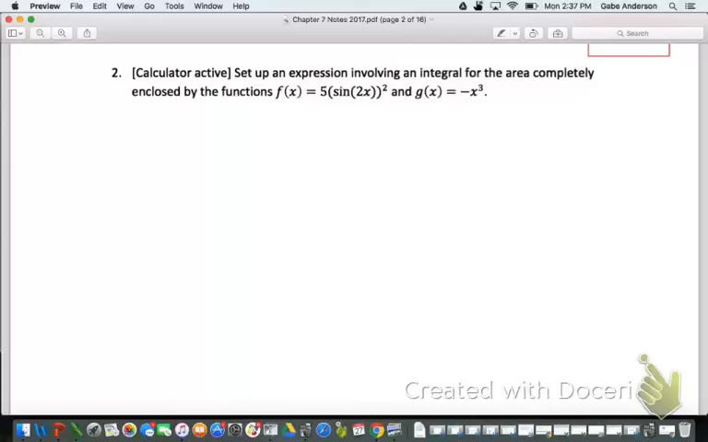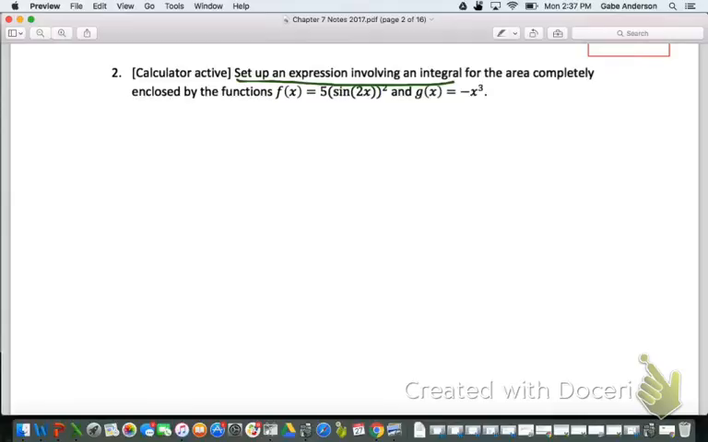Of ways that this key phrase shows up, but it just says right here, set up an expression involving an integral for the area completely enclosed by these functions. So what does that mean? You don't have to go any farther. You don't have to get the answer, right? You just set up the expression with an integral or integrals and you call it done, right?